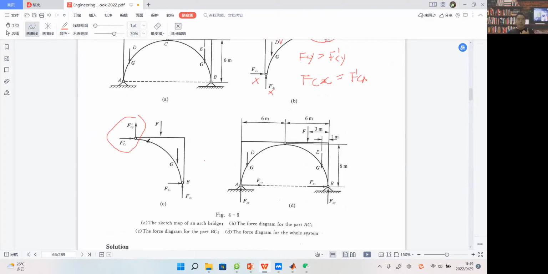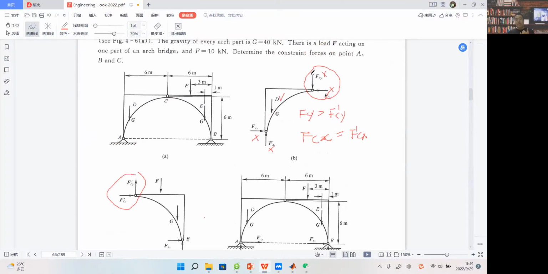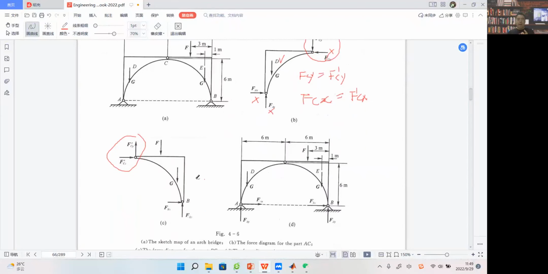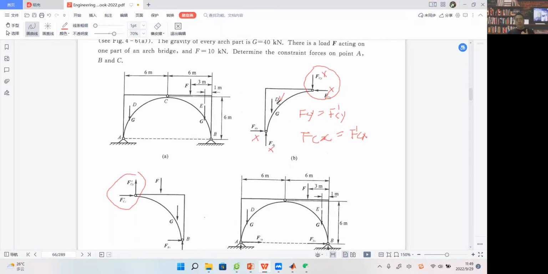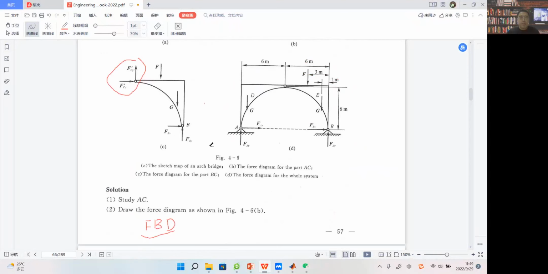but our unknowns are not 8. Here we have 4 unknowns, and here we also have 4 unknowns. 4 plus 4 equals 8, but these two are equal to these two. Actually, our unknowns number 6. So we have 2 parts, 6 equations, and 6 unknowns. Then all the things can be solved, right? Right?